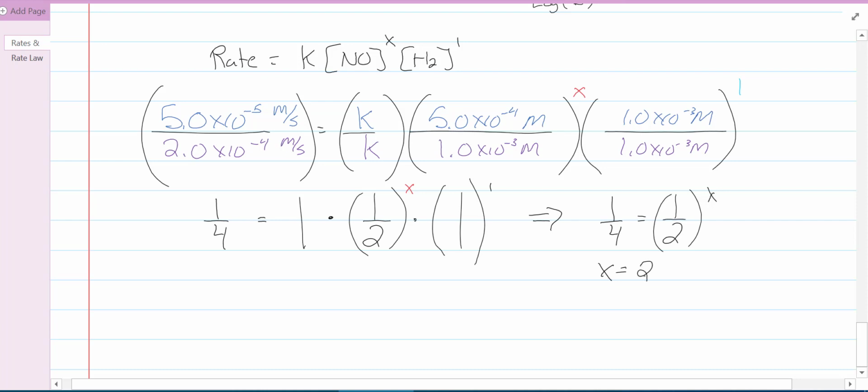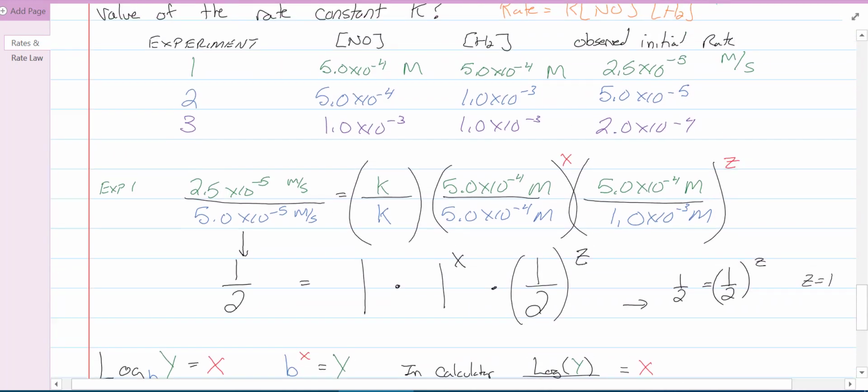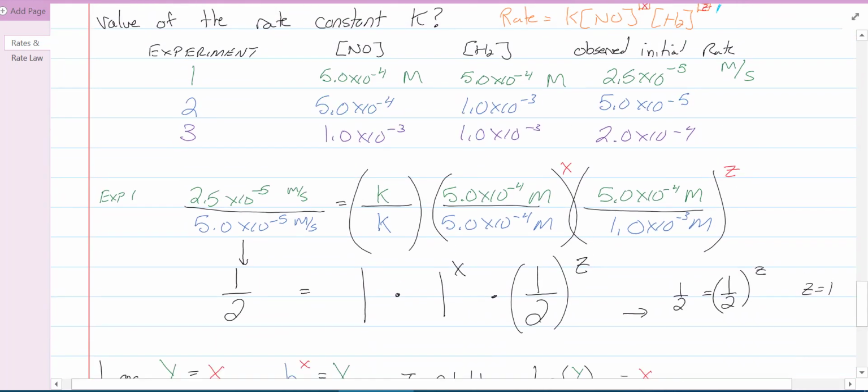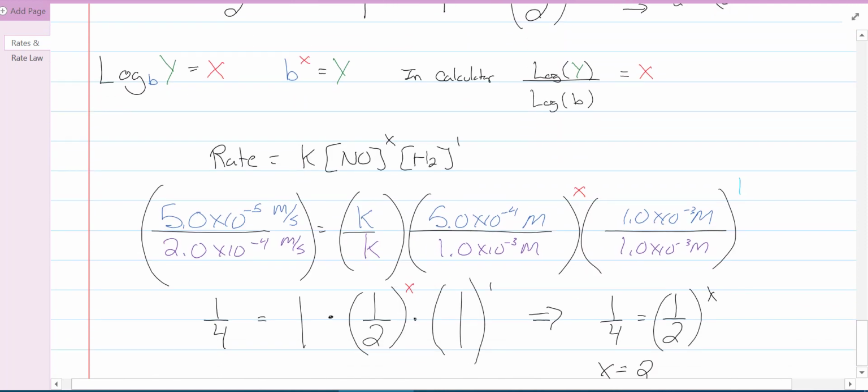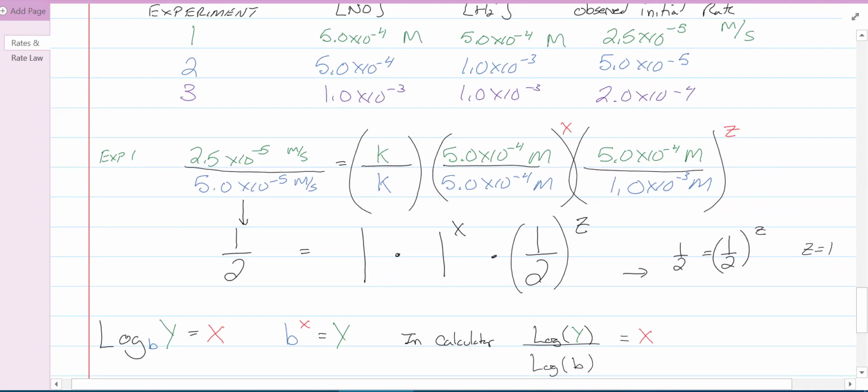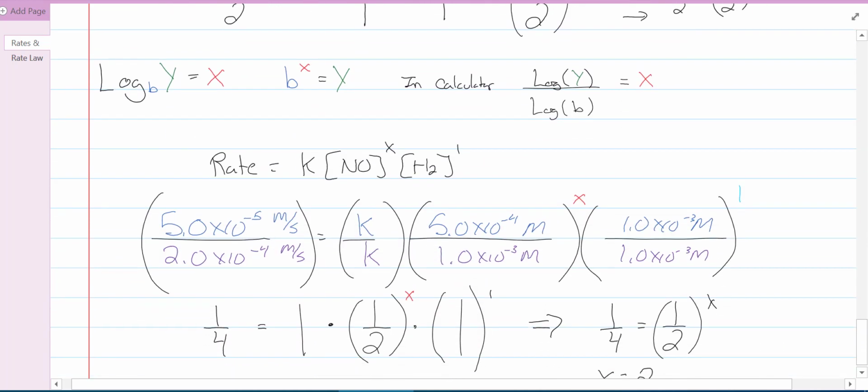Now, a trick you could do is I use experiment 1 over 2 and experiment 2 over 3. If I'd have done experiment 2 over 1, I would have done the blue one on top and the green one on bottom. I'd have had everything inverted. I'd have 2 to the X power is 2, right? I wouldn't have had 1/2. If I'd have done experiment 3 over experiment 2, I would have had 4 equals 2 to some power, right? And that's fine too. It doesn't matter which ones you do.